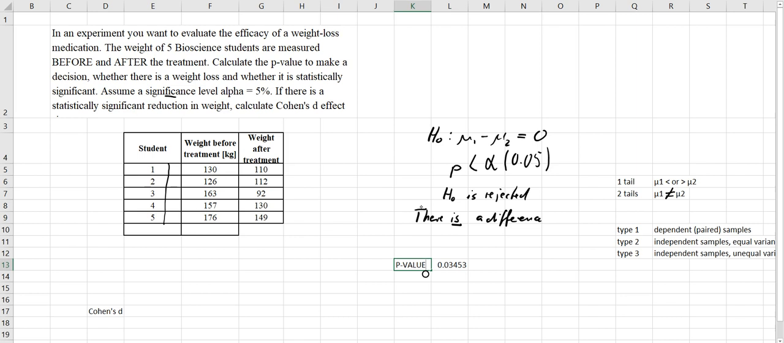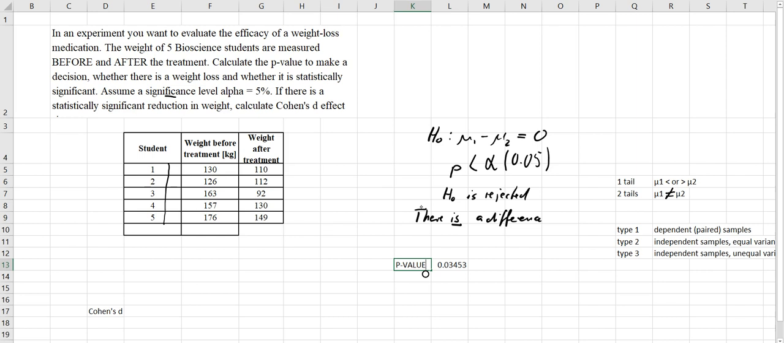And if our p-value is lower than alpha, we can reject our null hypothesis. And indeed, this is the case. Our p-value is 0.03, which is smaller than 0.05. So we can say there is definitely a difference between the weights before and after the treatment.